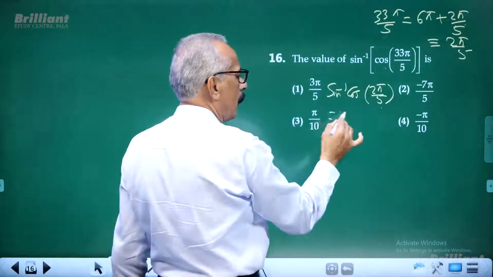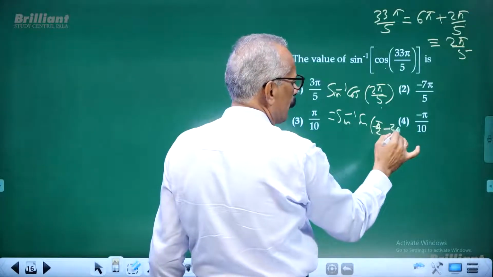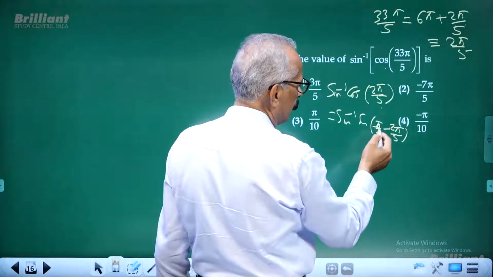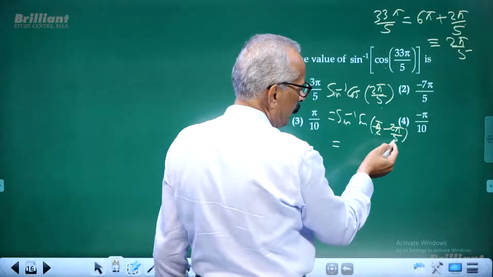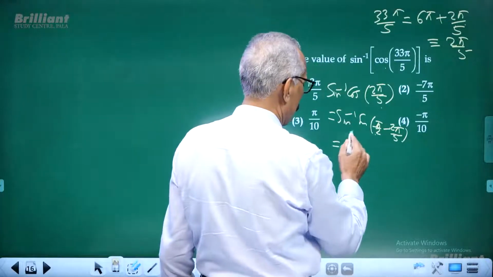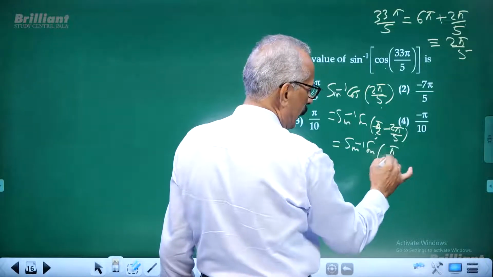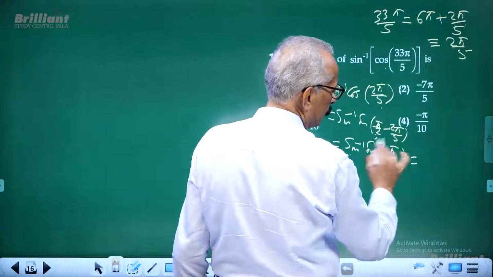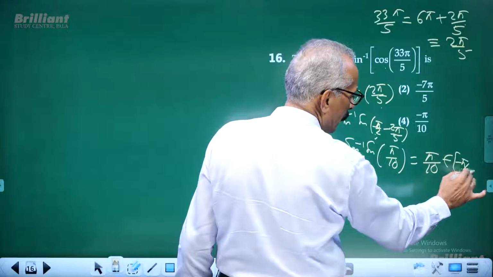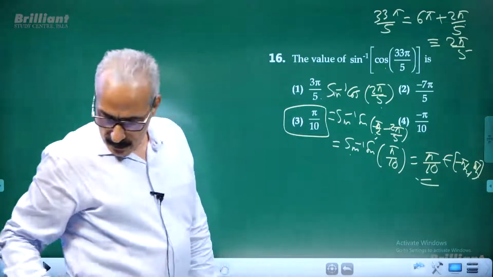Now, we have done already: sine inverse sine of pi by 2 minus 2 pi by 5. Okay. This is pi by 2 minus 2 pi by 5. How much is this? 5 pi minus 4 pi, over 10. Pi by 10. Pi by 10 is 18 degrees, which lies in the principal value branch, minus pi by 2 to pi by 2. That's a complete step. So, pi by 10 is your answer. 16 is your 3.